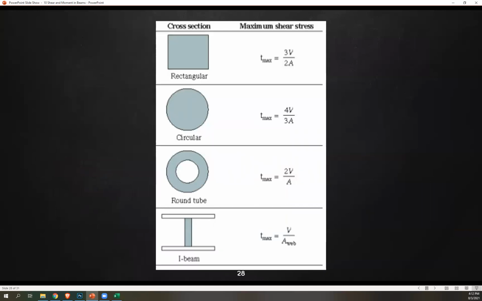So to make things easier, these are the maximum shear stress for each cross section. For a rectangle, it's just 3V over 2A. For a circle, it's 4V over 3A. For a round tube, it's 2V over A. And for an I-beam, it's V over the area of the web. So keeping that in mind, these are the shortcuts you can use to solve for maximum shear stress if you have the following shapes.